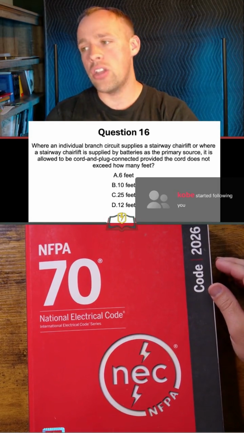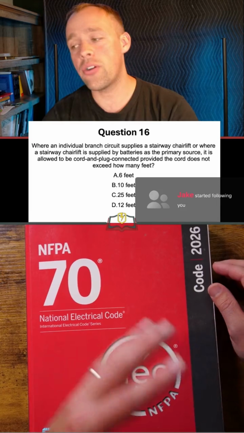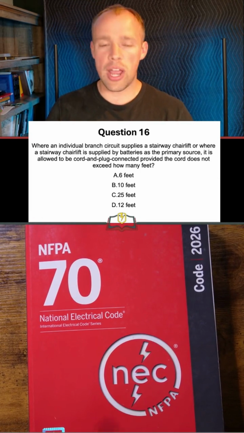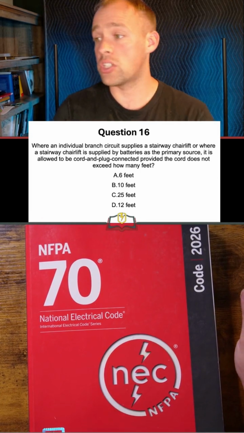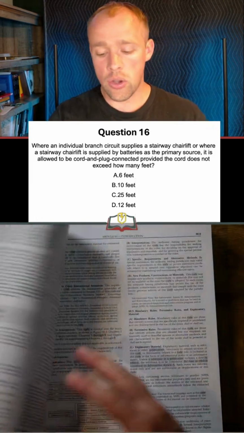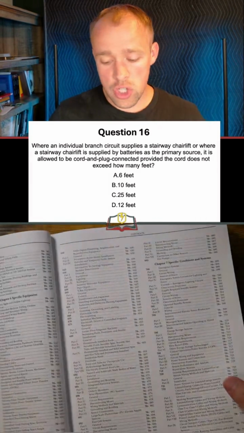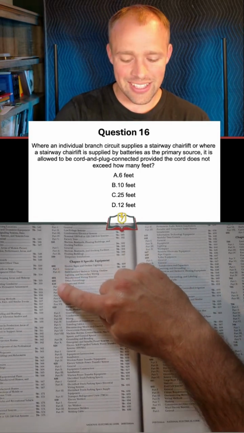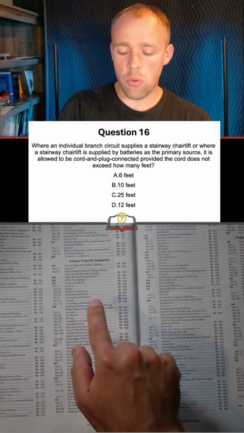Now, I know that stairway chairlifts is a specific code article. I don't have that code article memorized, but I do memorize chapters, and I do know that chapter 6 is special equipment or specific equipment, which I think stairway chairlifts falls under that category, don't you? So I'm going to go to the table of contents, and I'm going to go to chapter 6, and I'm only going to look at these bold headings until I see stairway chairlifts, which I do believe is Article 620, stairway chairlifts.